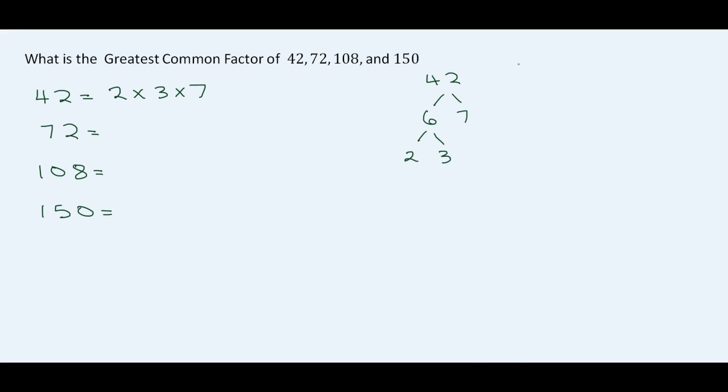Now let's go to 72. We have 8 multiplied by 9. 8 we can decompose to 2 multiplied by 4, and 4 is 2 multiplied by 2. And then 9 we have 3 multiplied by 3. So you'll see why sometimes I don't like this method. I like the method where you start with the lowest or the smallest prime factor. So we have 2 multiplied by 2 multiplied by 2. That takes care of 8. And then 3 multiplied by 3.